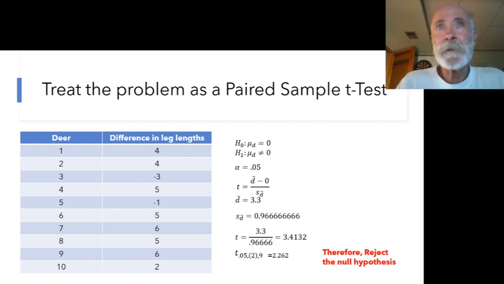Our mean difference is 3.3 centimeters. S sub d bar is 0.966. And when we compute the t statistic, it's 3.4132. And compare that with the tabled value, and this is a two-sided test again. But we now have only 9 degrees of freedom instead of 18, so the tabled value of t is 2.262. Our value of 3.4132 is far, far outside those limits. It's much more extreme than 2.262. Therefore, we're going to reject the null hypothesis.